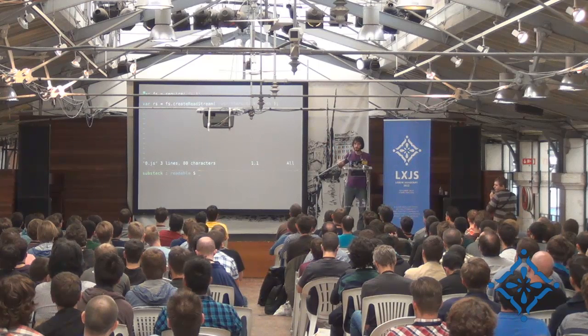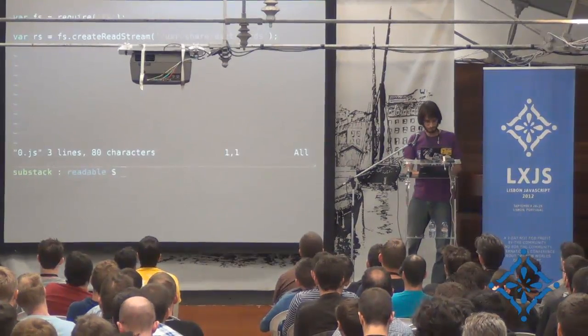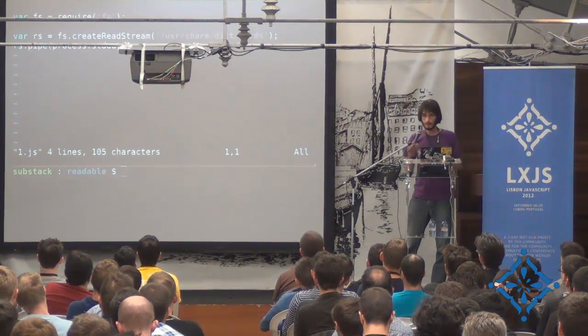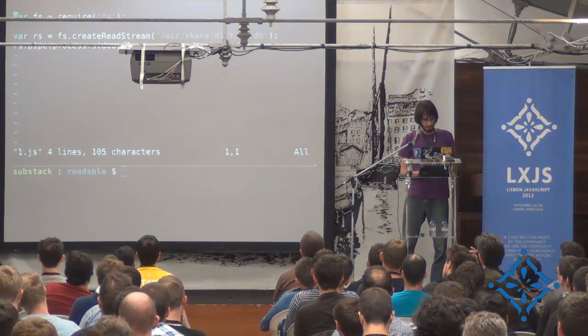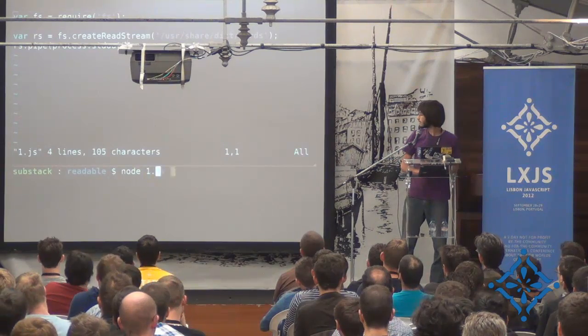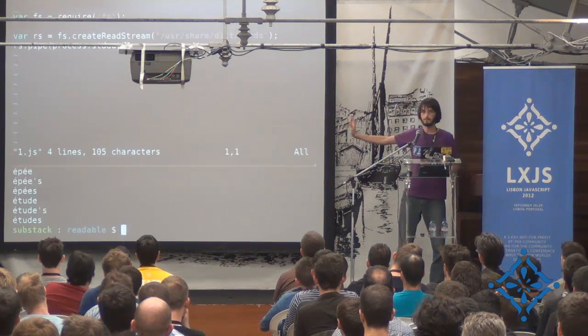So we can write a readable stream here. First thing you do, you've probably seen this before: fs.createReadStream. Here I've got a dictionary of like 100,000 words, and I can just pipe this to stdout, just like in Unix with the pipe character. And if I run this, cool, I get all of the words printed to stdout.